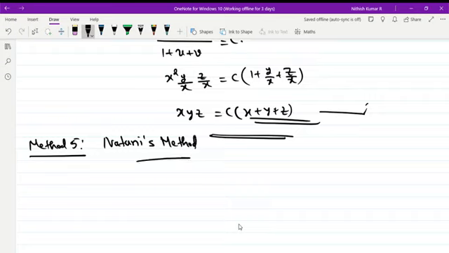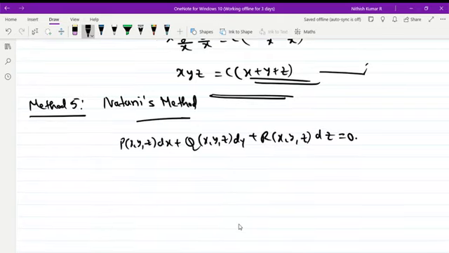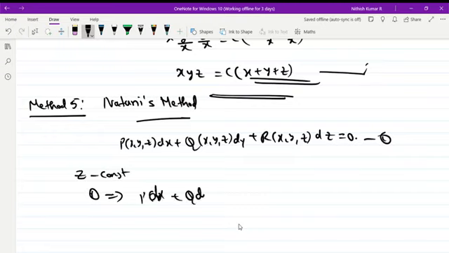So here consider the different Pfaffian differential equation: P of x, y, z dx plus Q of x, y, z dy plus R of x, y, z dz equal to 0. Now, the first thing, we treat z as constant. Then this equation 1 is reduced to P dx plus Q dy equal to 0, because we treated z as a constant.